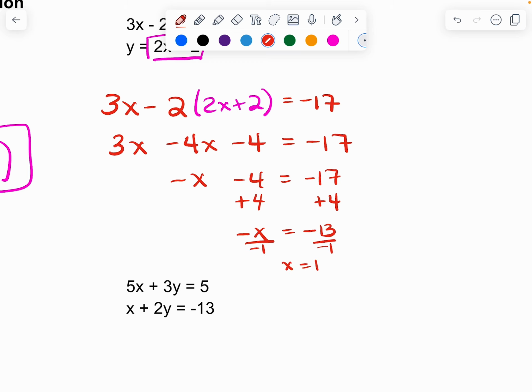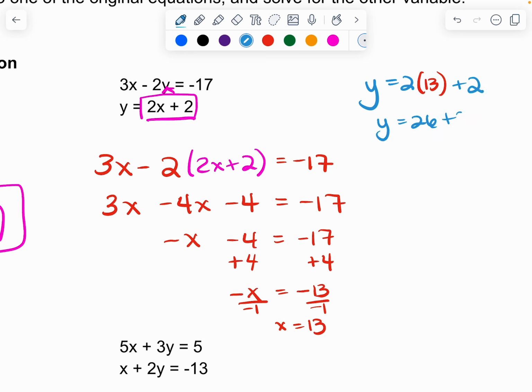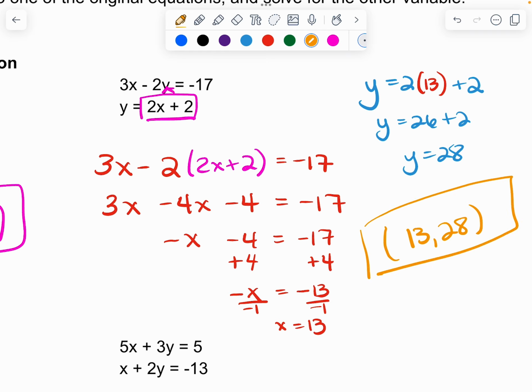So x equals 13. I'm going to take that and plug it back into one of the original equations, and I'm going to pick the second one. Could I have picked the other one? Of course. But this one is just easier to do because it's already solved for y. So y equals 26 plus 2. So I get y equals 28. Then I write this as an ordered pair of 13, 28. And that is my solution.